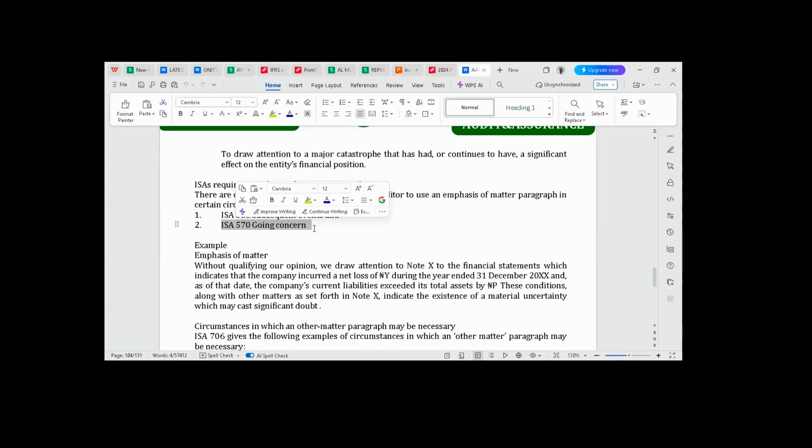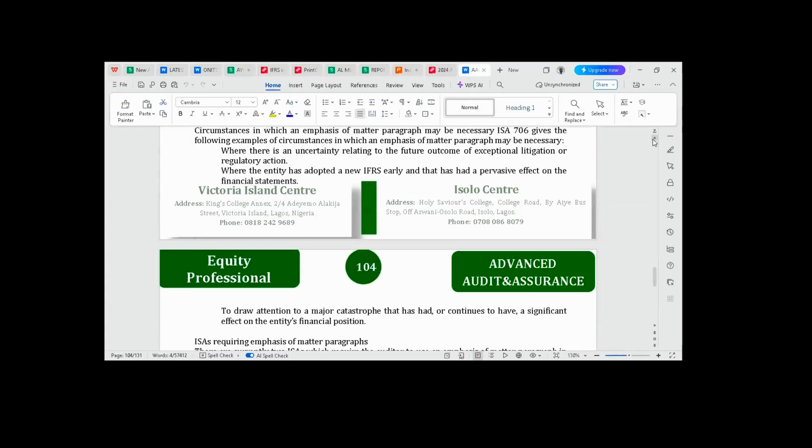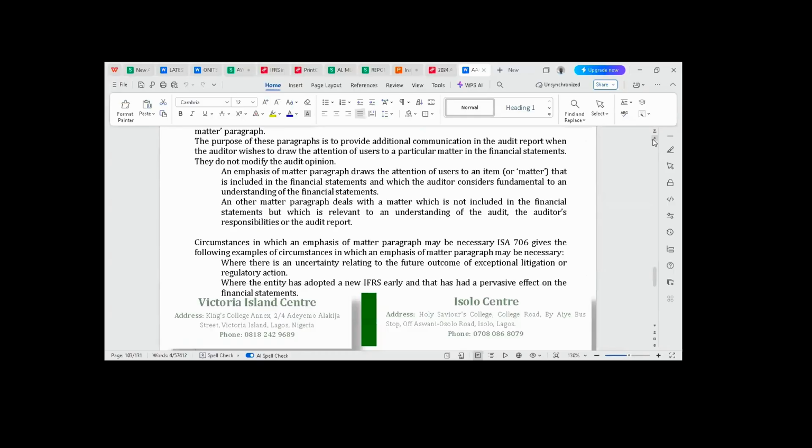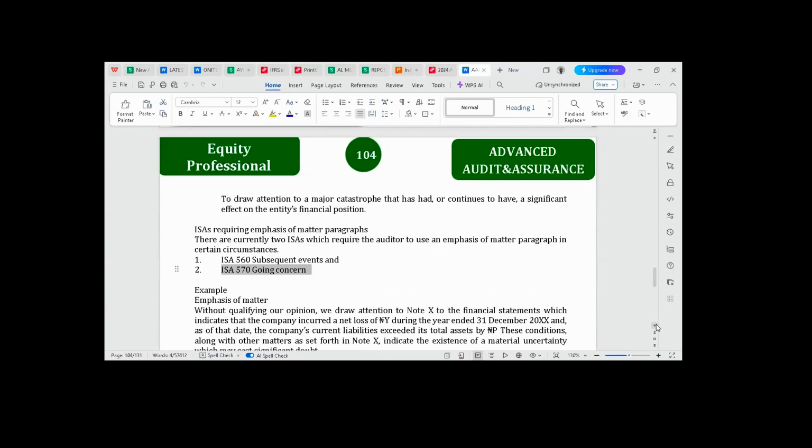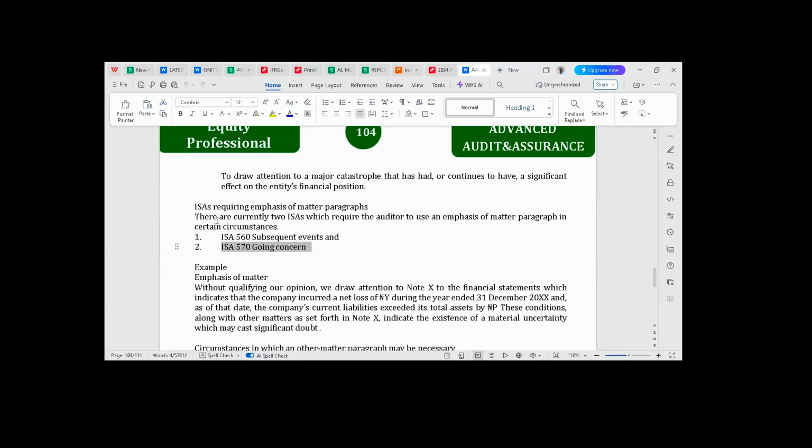All right? So let's go on to any other question. What about subsequent events, the number one? I think I've seen something like this in past questions. Explain subsequent events. All right? Now, what we are saying is this. I explained subsequent events in the course of trying to explain the emphasis of matter, and I told you these are events that happen after the reporting date. We call them subsequent events.